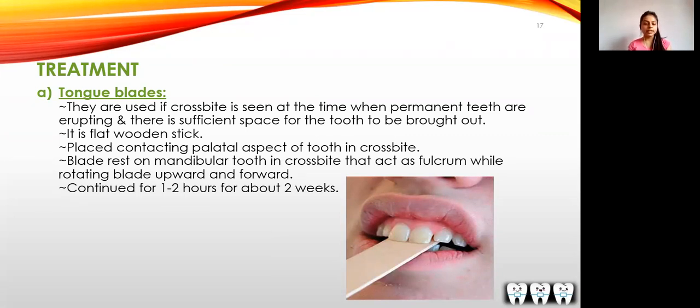It is basically a flat wooden stick. It is placed contacting the palatal aspect of the tooth which is in crossbite, and the blade rests on the mandibular teeth, as seen in the figure, which acts as a fulcrum while rotating the blade upward and forward. It is continued for 1 to 2 hours for about 2 weeks.